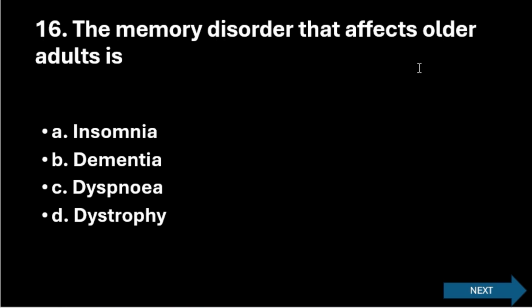The memory disorder that affects older adults is, this is also a simple direct question, insomnia, dementia, dyspnea, dystrophy. Dementia is the right answer.